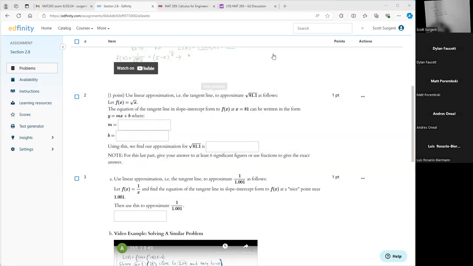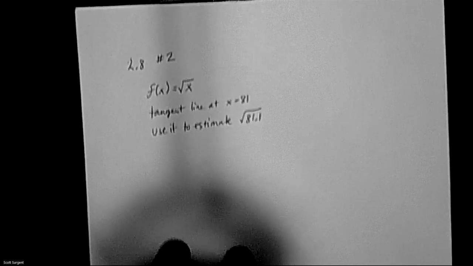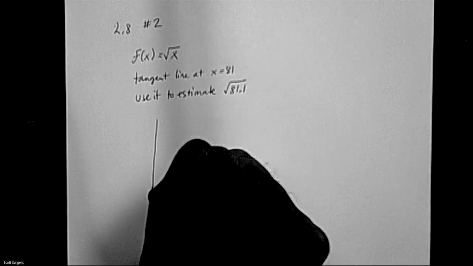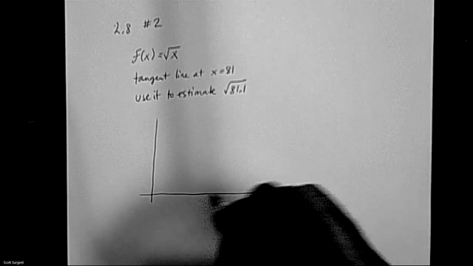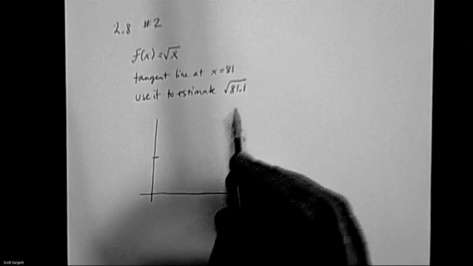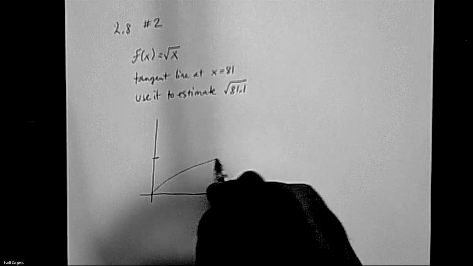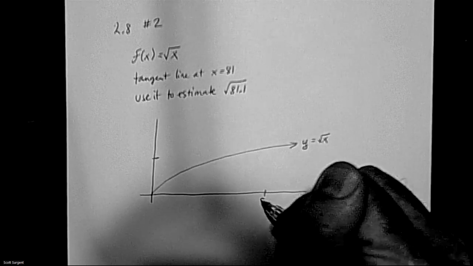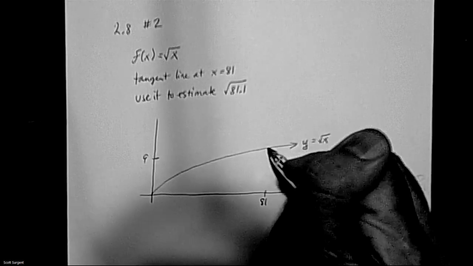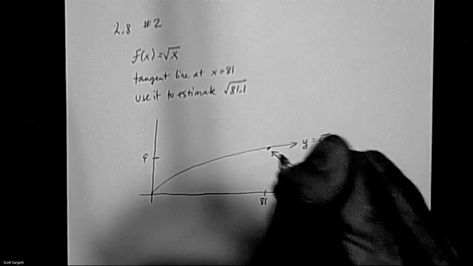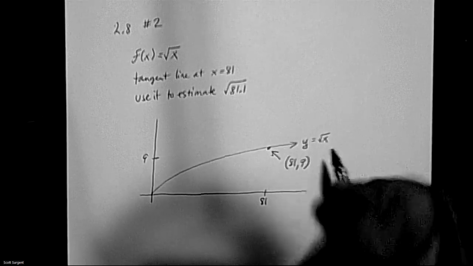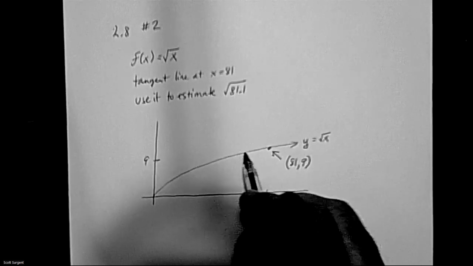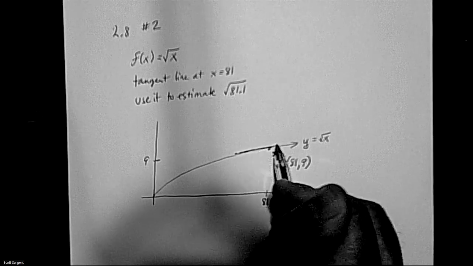All right, so I'm going to stop the share. I'm going to draw a picture. In fact, I might even go to Desmos here, but I can draw a pretty reasonable picture. The square root function looks something like that. And if this is 81, then the y value is 9. And then I can kind of eyeball in a tangent line. I'll just scribble one in here.